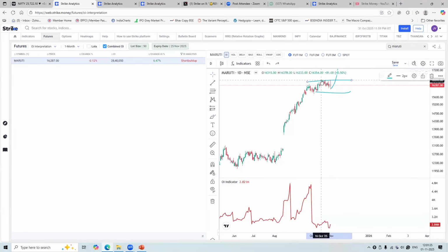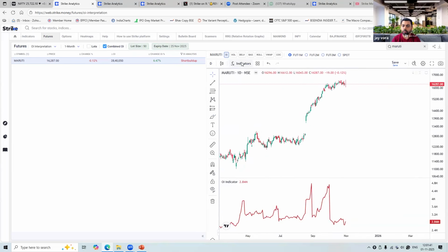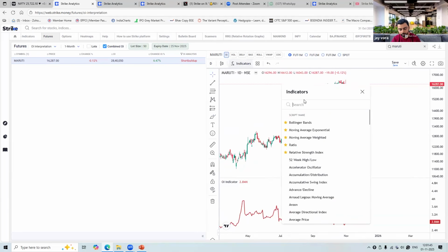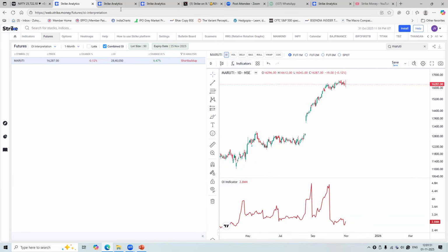Like out here, we can also use price action based on RMI to confirm that the trend is following. The only issue over here is that we have not been able to still figure out how to put RMI over here. So I would advise you to put two tabs.